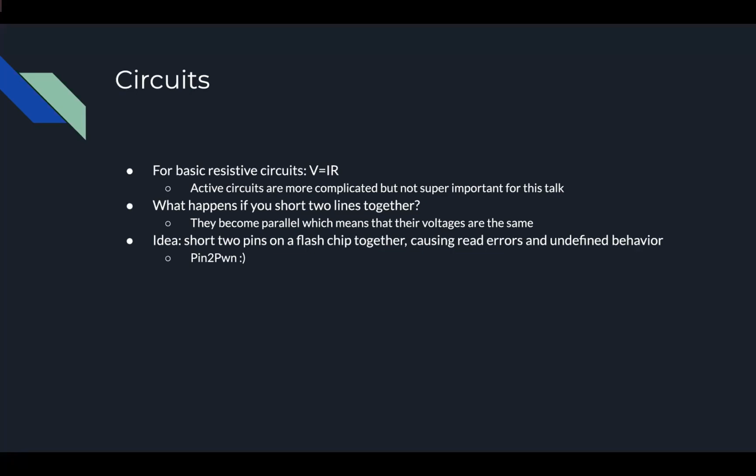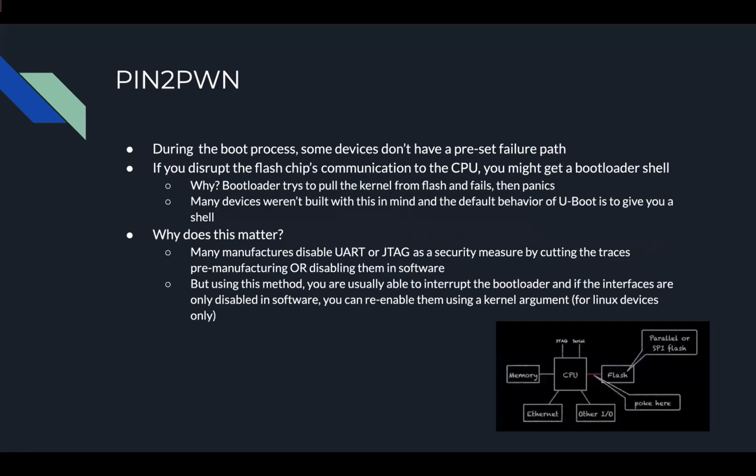So what we can do here is short 2 lines together, and they would then become in parallel, which means that their voltages are the same. And the idea here is that when we short 2 pins together on a flash chip, we can cause read errors. And generally with some of these embedded devices, if you're able to do that early on in the boot process and they're locked down really well, they may have forgotten to check their failure paths. And that is what pin to pwn stands for.